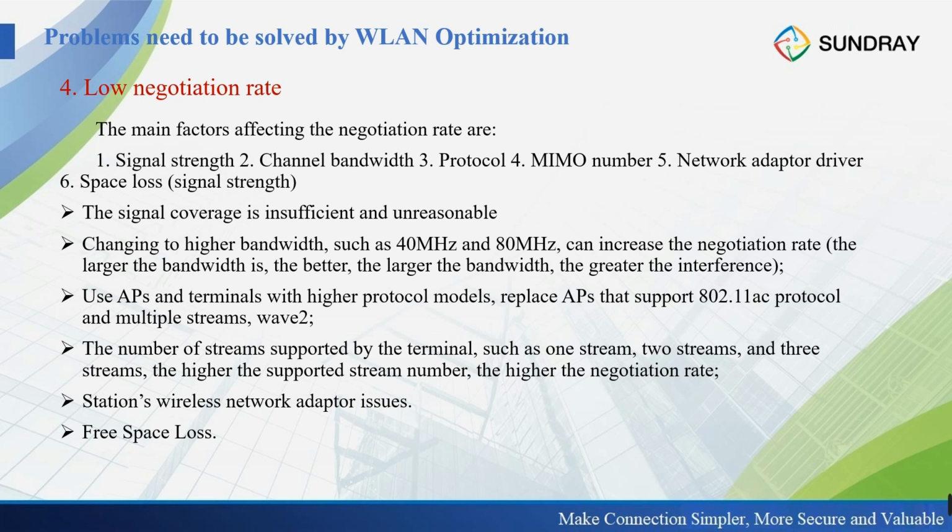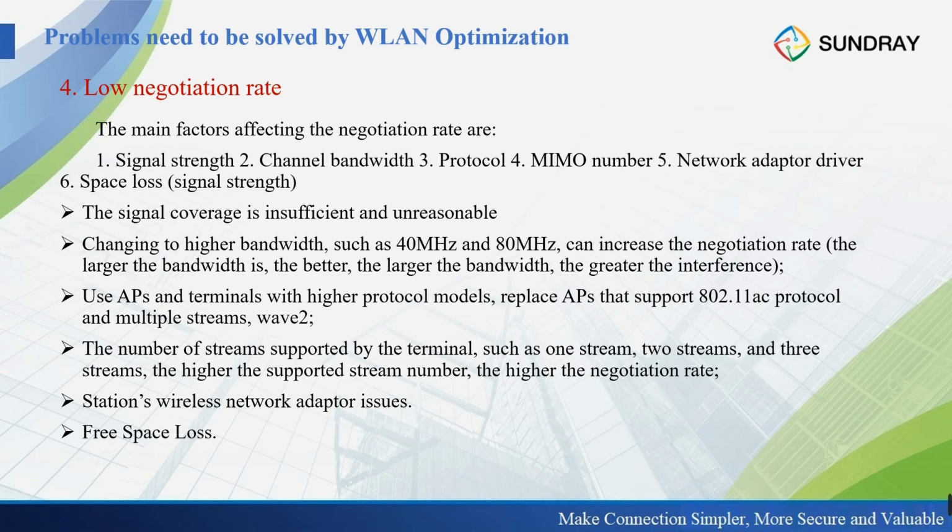First one is low negotiation rates. If a client complains, okay, my phone, you said that your AP's speed supports up to 1 gigabit because it's 11AC, while when I connect, the maximum speed I get is around 70 Mbps. What is the reason?